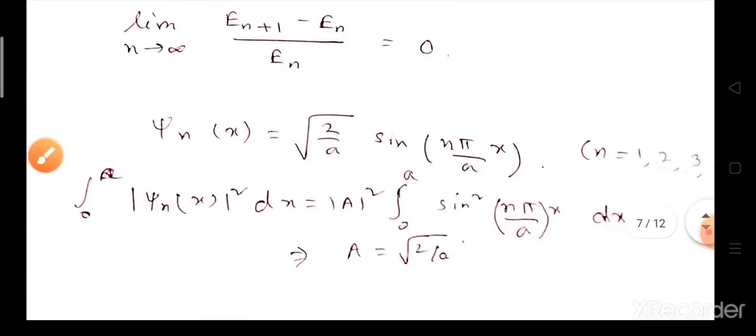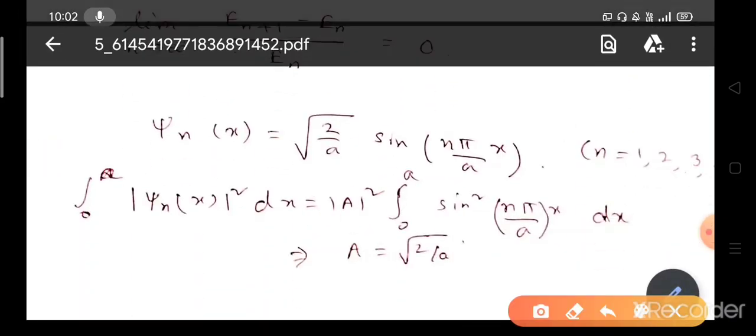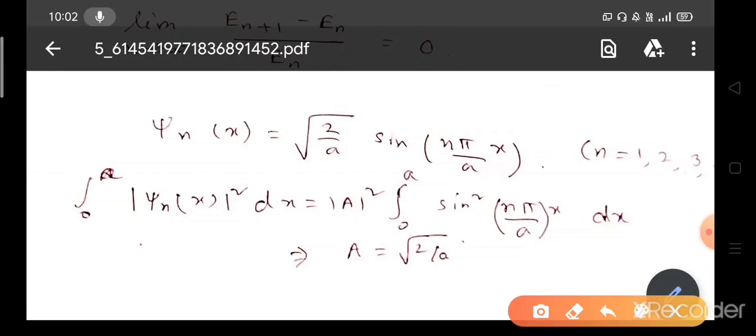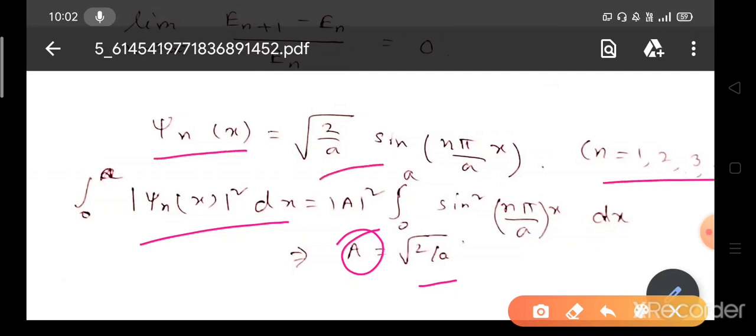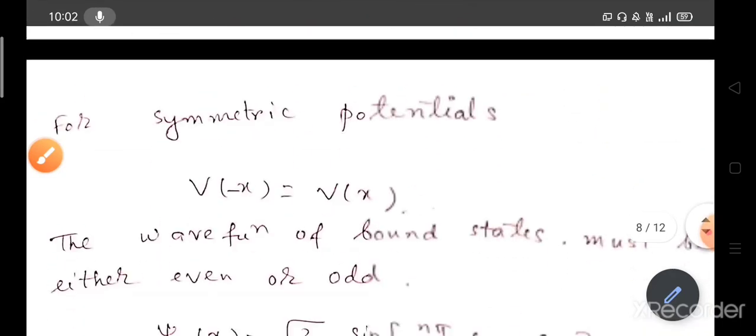Now what will be the wave function? After normalization, we can find that this constant A is root over 2 by a. So the wave function becomes root over 2 by a sine n pi x by a, where n equals 1, 2, 3. The wave function can have an infinite number of solutions depending upon the value of n.